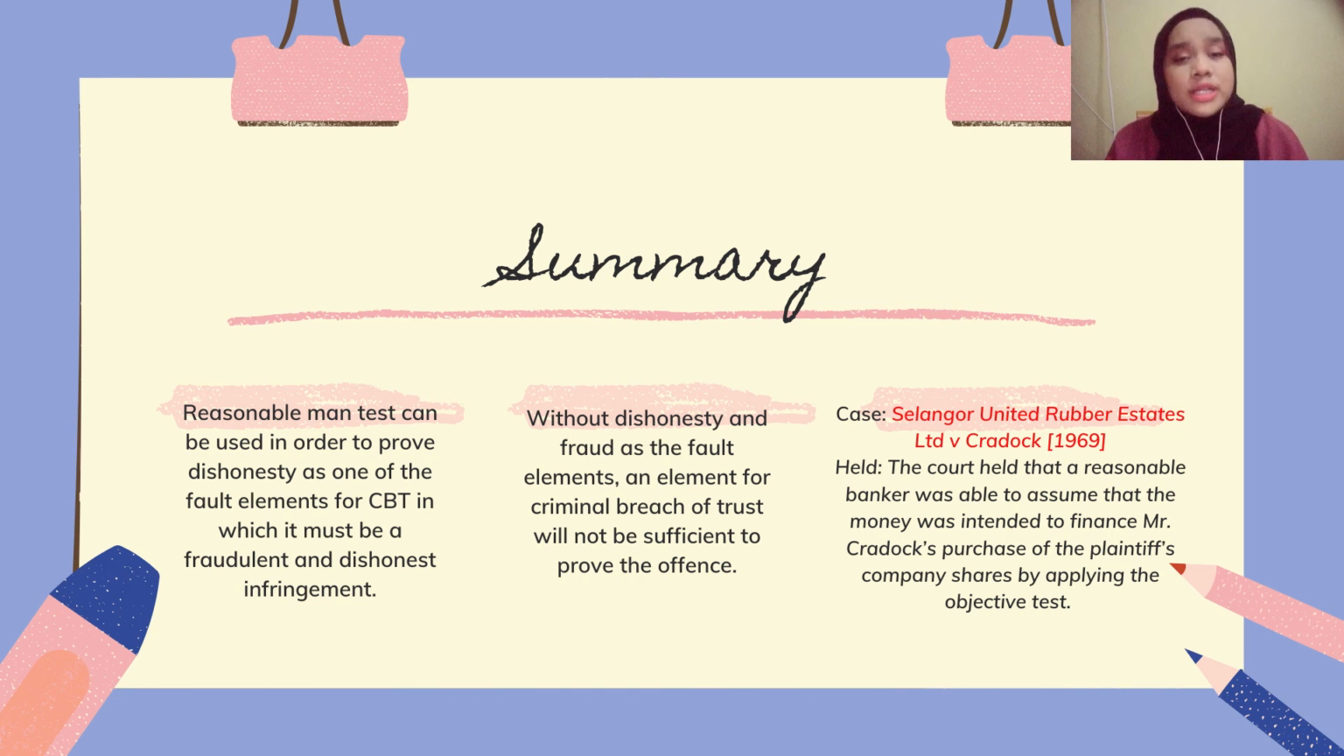Moreover, it is further illustrated in the case of Selangor United Rubber Estate against Craddock, where the third parties who were involved in CBT were held liable for the offence. In this case, it involved the misuse of company funds by means of a scheme in which the purchaser bought the company by using the company's own funds. The third party was a bank that deposited funds in the purchaser's account and assisted the purchaser in using these funds to acquire the company. The court held that a reasonable banker was able to assume that the money was intended to finance Mr. Craddock's purchase of the plaintiff company's shares, by applying the objective test.